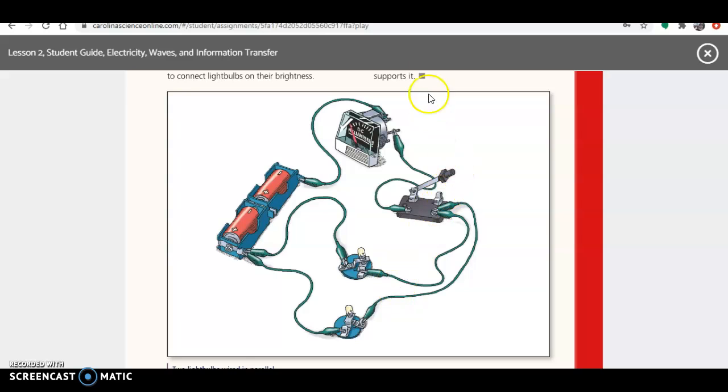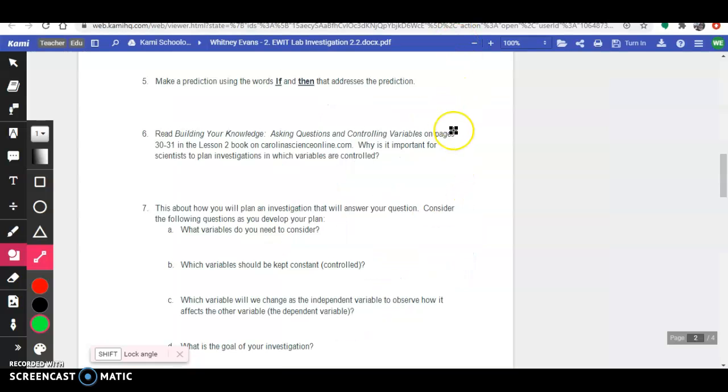But let's go back to the question. The question that you should be able to answer is, why is it important for scientists to plan investigations in which variables are controlled? Based on the reading and what I said, hopefully you can answer that question.